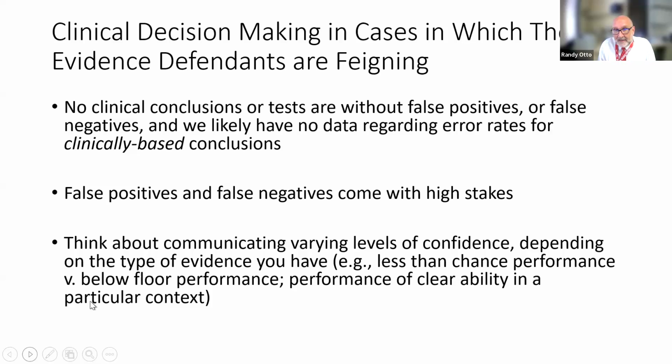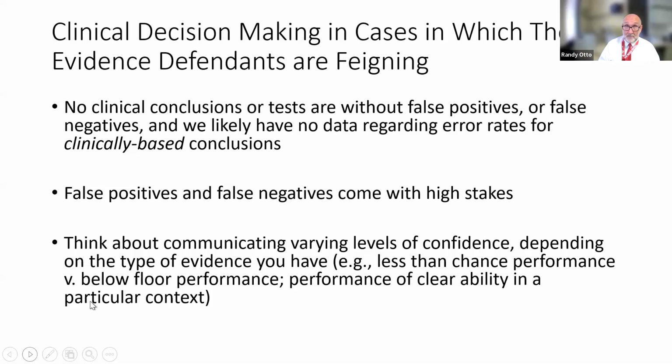Think about communicating varying levels of confidence depending on the type of evidence you have. So for example, in some of these two alternative forced choice measures, if someone gets a score significantly below chance, what's the explanation for that? Tell me what the explanation is. When you can calculate the probability of getting such a low score, if one was simply responding randomly, that might give you a higher level of confidence than if they simply scored below the established floor, right?